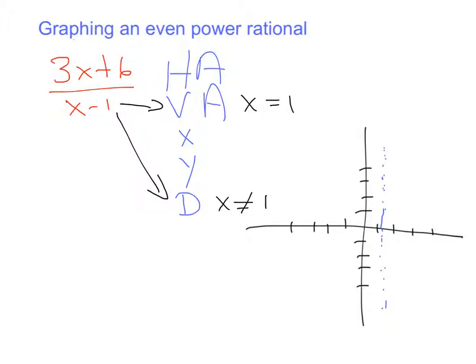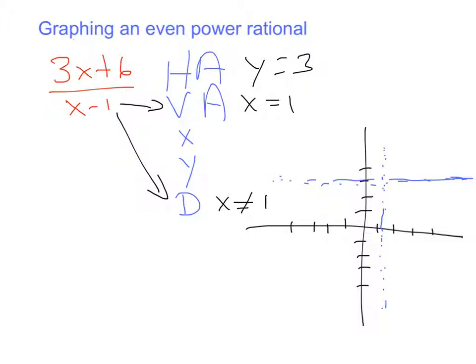My horizontal asymptote has to do with heaviness. Because the powers are the same, it's simply the ratio of the leading coefficients. So I have 3 over 1. So my horizontal asymptote is 3 over 1, which is just 3. Sorry. So I'm going to write y equals 3. If I go over to my graph, I'm going to put a horizontal asymptote at y equals 3.